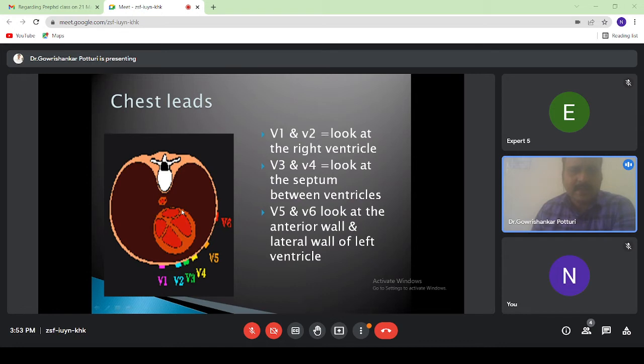So this is the heart. This is how we have placed the electrodes. V1, V2, right ventricle. V3, V4, exactly at the septum. V5, V6 on the anterior wall and lateral wall of the left ventricle. Please understand. V1, V2, look at the right ventricle. V3, V4, septum. V5, V6, they look at the anterior wall and lateral wall of the left ventricle.